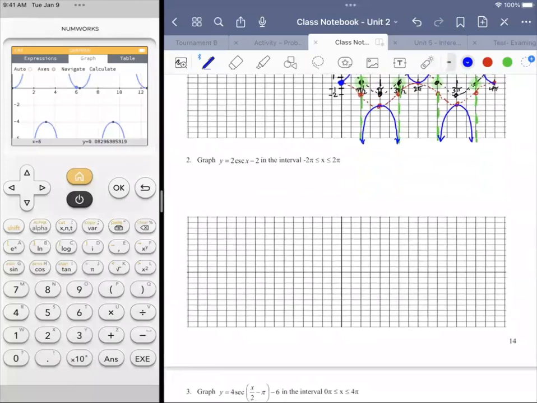So this one's going from -2 pi to 2 pi. If we match this up with the general form equation, y equals a cosecant bx plus c plus d, we could pull the relevant information out. 2 cosecant 1x plus 0 minus 2. The a value is 2, b value is 1, c is 0, and d is -1. -2, sorry. I wrote it correctly, but I said it incorrectly.